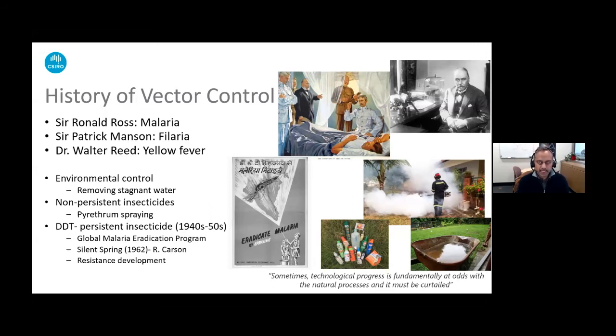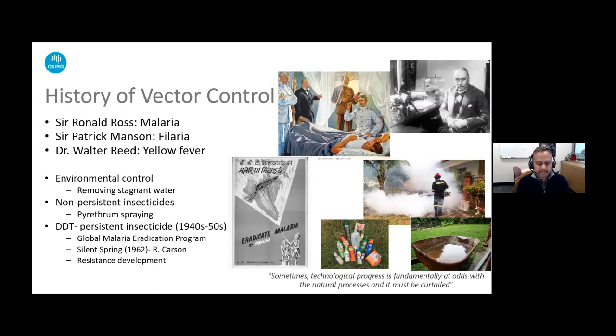There were also some advances in chemistry, which identified some insecticides initially. And these were non-persistent insecticides like pyrethrum. And by non-persistent, it means that these insecticides, once they are sprayed, don't stay in the environment for very long times. So in a matter of hours or days, they are just removed.